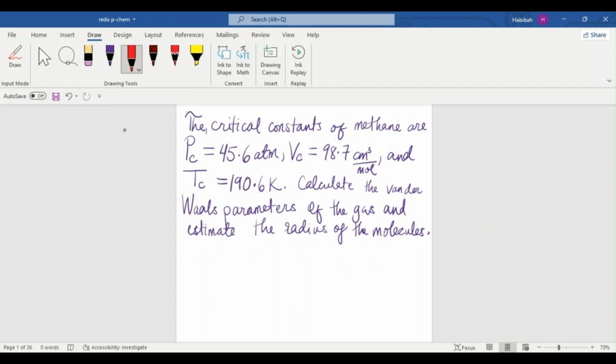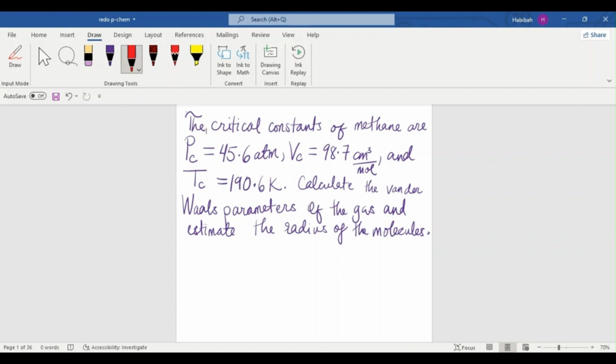Salam and welcome everyone. So today we're going to be working on the question on the screen that says the critical constants of methane are PC equals 45.6 atmospheres, VC equals 98.7 centimeter cube per mole, and TC equals 190.6 Kelvin. Calculate the van der Waals parameters of the gas and estimate the radius of the molecules.